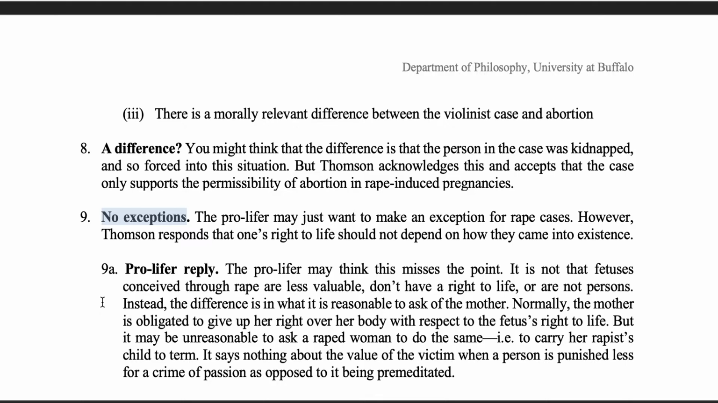It doesn't say anything about the victim when a person is punished less for a crime of passion as opposed to being premeditated, right? If someone just in a blind rage kills someone and there are no earlier signs that they were evil or anything, it's just a crime of passion. Maybe you still get in trouble, maybe you even go to jail for a while, but sometimes anyways, you will get less of a sentence. You'll get punished less than someone who premeditated the murder, right? But that doesn't say anything about the value of the victim.